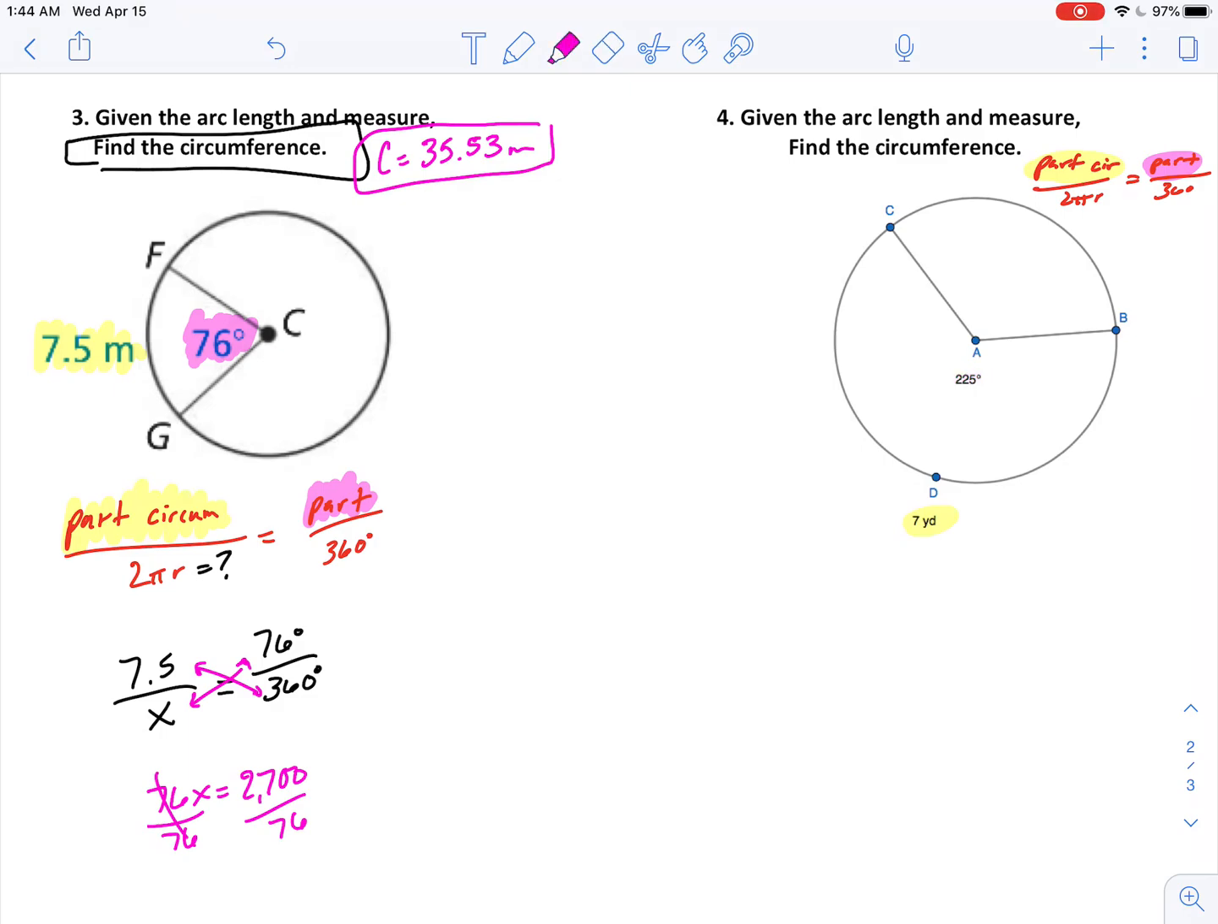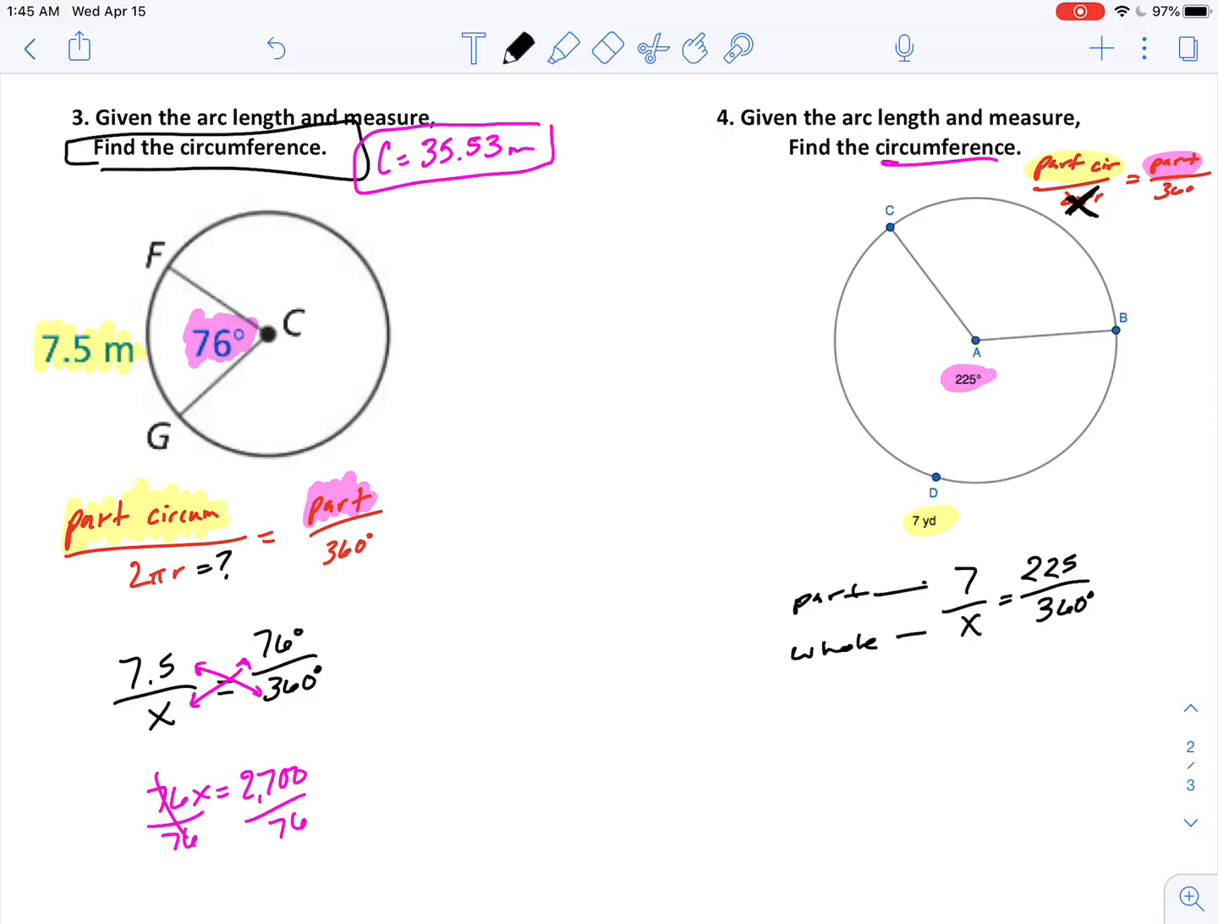So let's try the last one here. Let's identify what am I given. Given the arc length of 7 yards, so part of the circle, not the whole circumference. And I'm given 225, so part of the circle in degrees. I'm asked to find the circumference, so I'm going to just make a big X where the circumference would go. So let's see, 7 over x equals, and the part was 225 over 360.